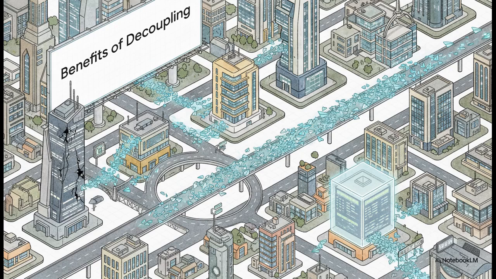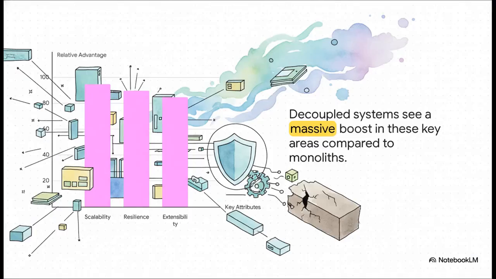Want to add a new service? It's like a new business opening up. It doesn't disrupt anyone else. If one service gets really busy, you just add more resources to it. You don't have to scale the whole city. And here's the best part. If one service fails, if one business closes for the day, the rest of the city just keeps on running. That's real resilience. And hey, don't just take my word for it. This chart really drives the point home. Look at the massive advantages for these decoupled systems in three key areas: scalability, resilience, and extensibility. Compared to the old monolithic way of doing things, the difference is just huge.